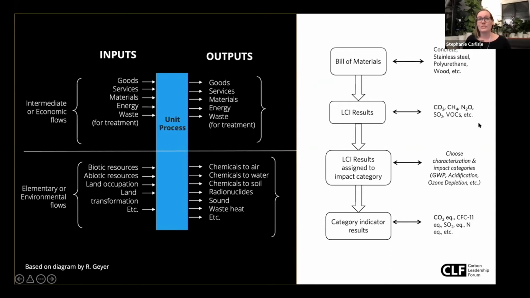But we don't just want a big list of chemicals, right? No one wants to know how much CH4 is coming out of their project. So then what we're going to do is assign those chemicals to an impact category. And that could be global warming, that could be acidification, that could be eutrophication, so that would be water pollution, et cetera. And then we're going to report those down here in an equivalent figure. And so that's really how you get to this CO2 equivalent as a combination of all of those different chemicals.